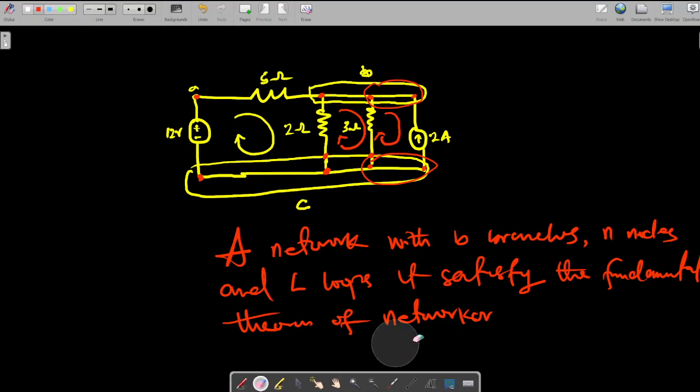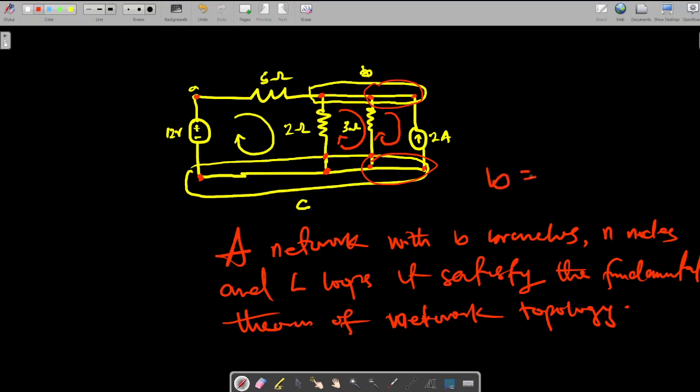No, I guess there's a mistake in the spelling. So network topology. I hope we get this now. So what's the fundamental theorem of network topology?